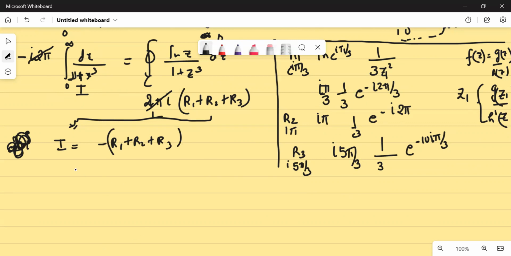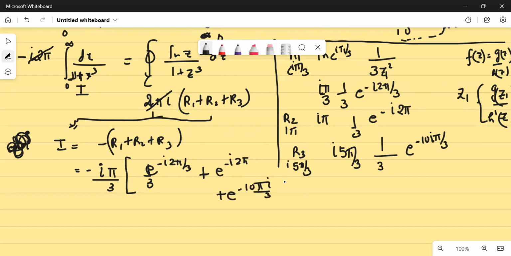So this will be equal to negative of, I think I should take common iota, and I can take common pi also. I can take common, I think, 1 over 3 also. So I'm left with 1 over 3 e to the power minus iota 2 pi upon 3. Then I'm left with e to the power minus iota 2 pi. And then I'm left with e to the power minus 10 pi iota upon 3. And then I have a 5 here also. I think 1 upon 3 goes out, and this 5 upon 3. So 5 also remains here, and 3 also remains here.